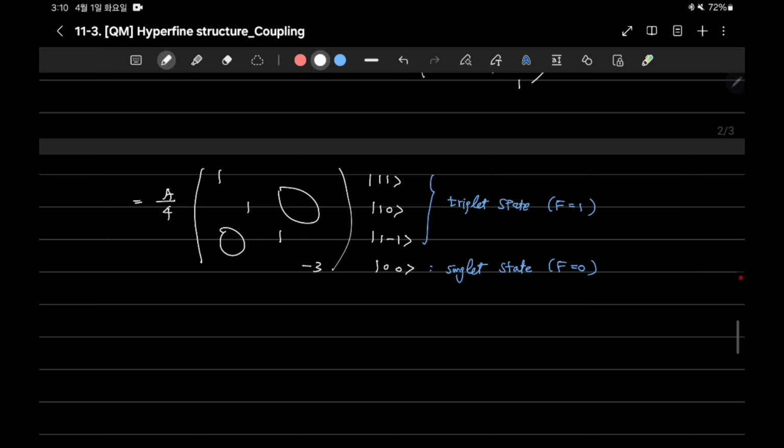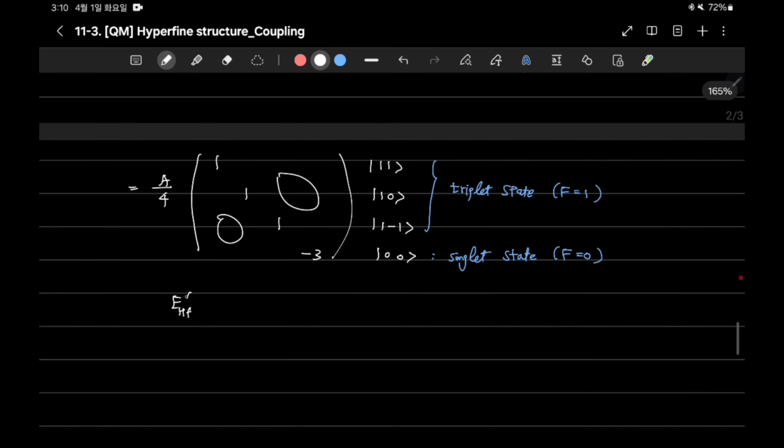So there are two energies. In the first-order hyperfine perturbed energies, one is A over 4, and the other is minus 3A over 4, for the f equal to 1 case and the f equal to 0 case. So it is the same as the hyperfine Hamiltonian eigenvalue problem in the previous lecture.